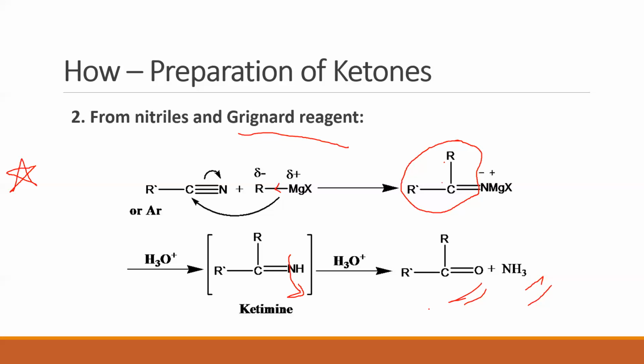Prepare acetone again using this method. So take this as homework. Prepare acetone using nitrile and Grignard reagent. So acetone is CH3COCH3. Now the R's are pretty much defined, R and R dash. All you need to do is go back and find out what your starting compounds are and then go through this entire process.